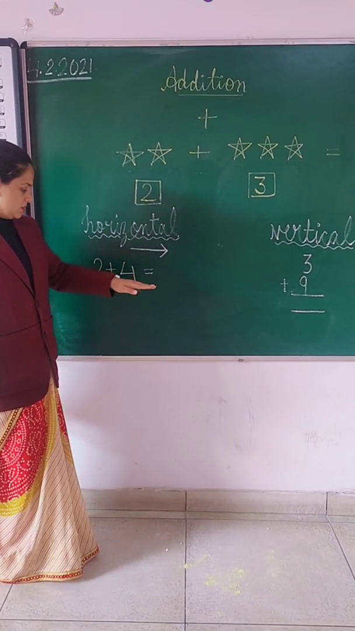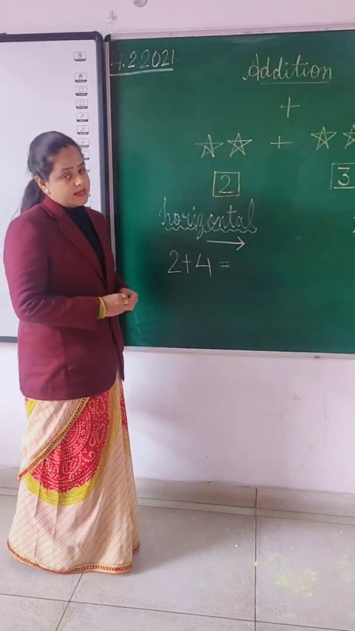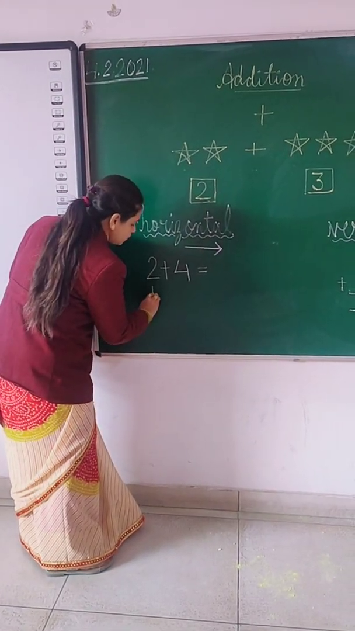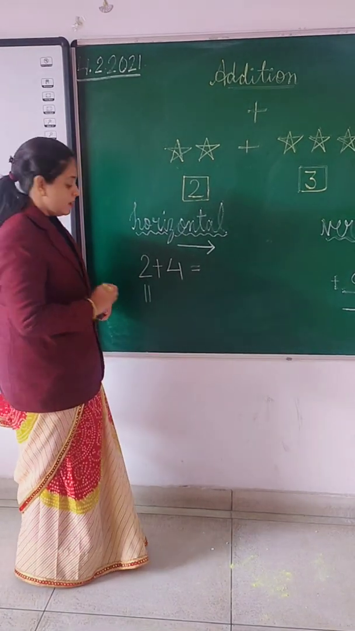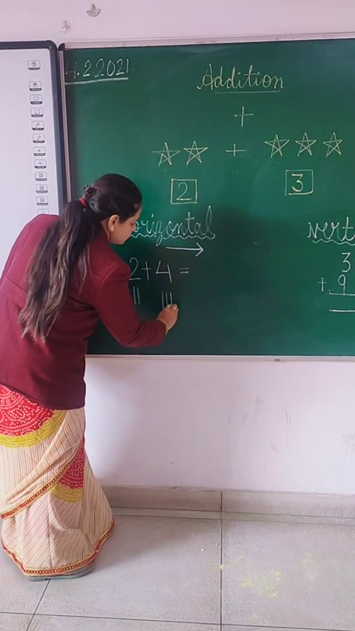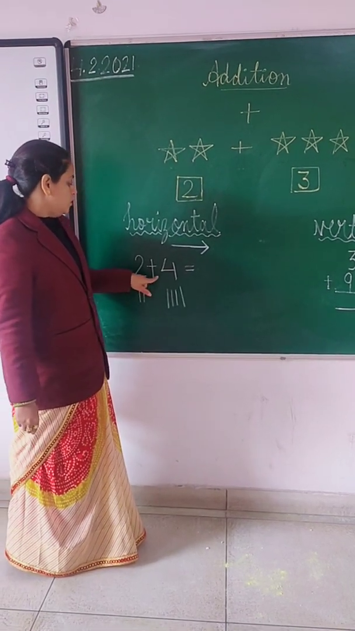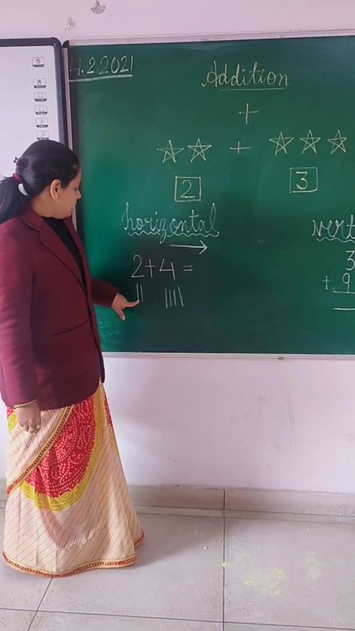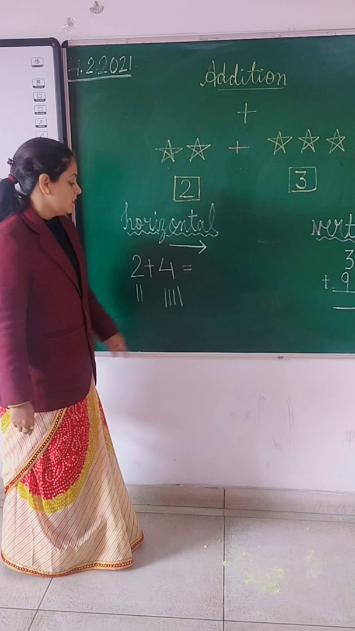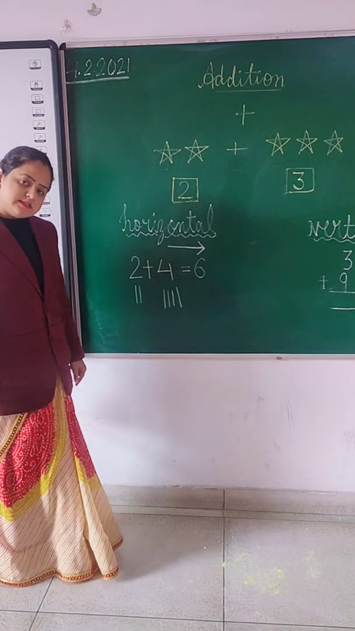This is horizontal. So when this kind of question is given to you, you are going to draw lines and then add. Like here it is 2. So ma'am is going to draw 2 lines, 1 and 2. Then for 4 I am going to make 4 lines, 1, 2, 3, 4. So here we have to add 2 and 4. So we are going to count it 1, 2, 3, 4, 5, 6. So the answer of horizontal addition of 2 and 4 is 6.